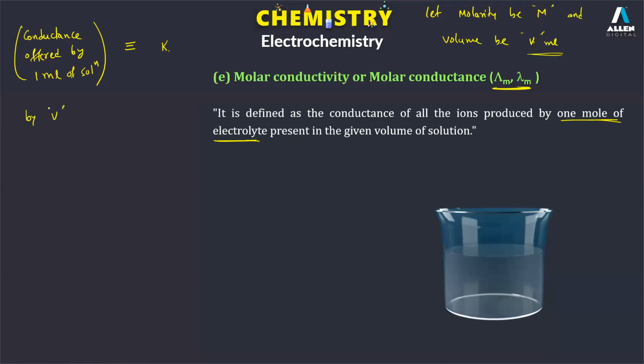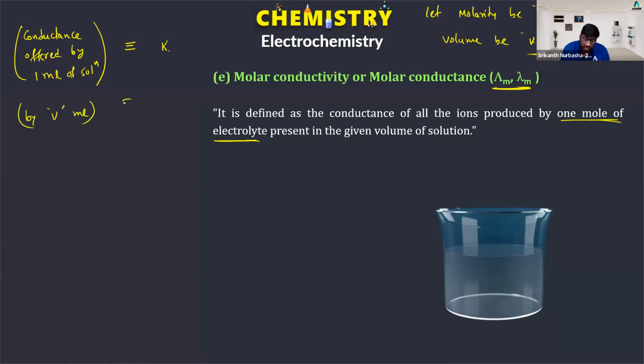K into V. By V ml, obviously it is K into V. Conductance offered by 1 ml of solution is K. Conductance offered by V ml of solution is K into V. Molarity is M.